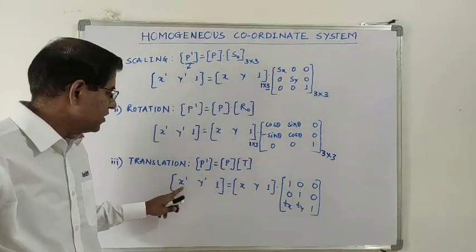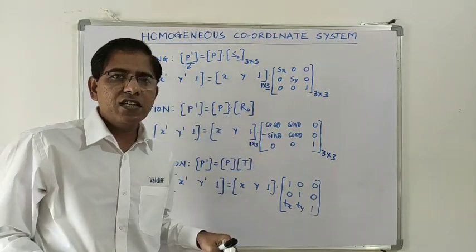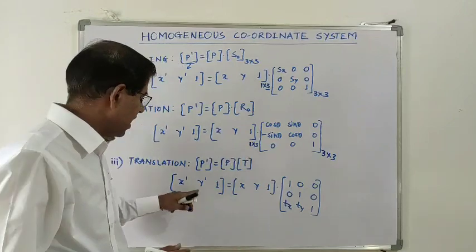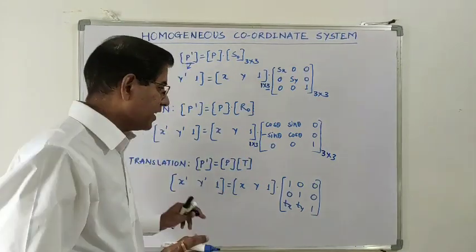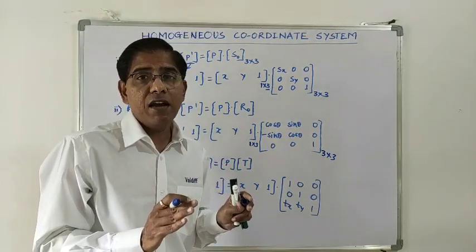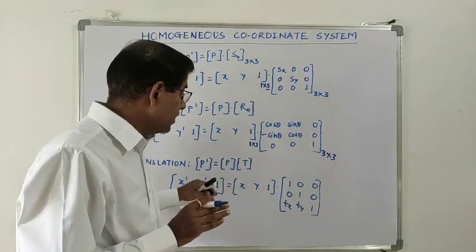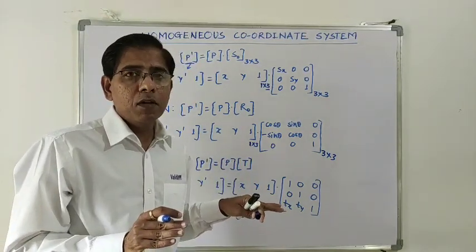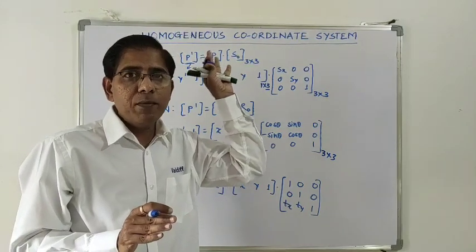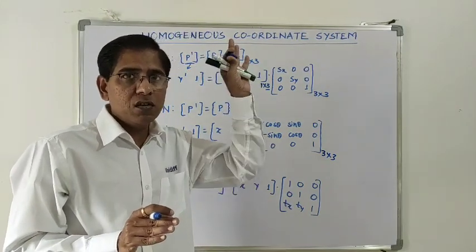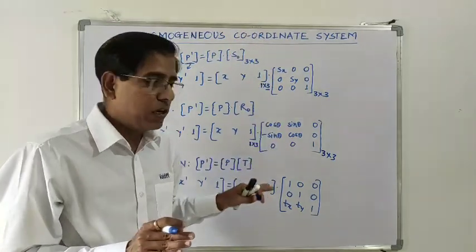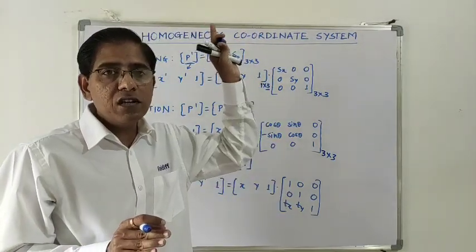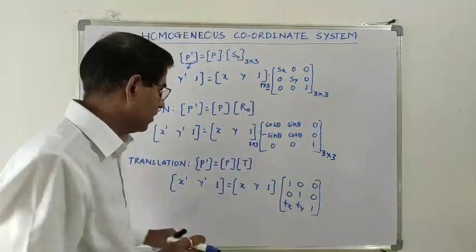Now we know that the relation between x dash and x is x dash is equal to x plus tx, and y dash is equal to y plus ty. So that is the original relation that we have derived. So in the new system, those relations should remain intact, those relations should not be changed. So we'll cross check whether those original relations will remain the same or not.